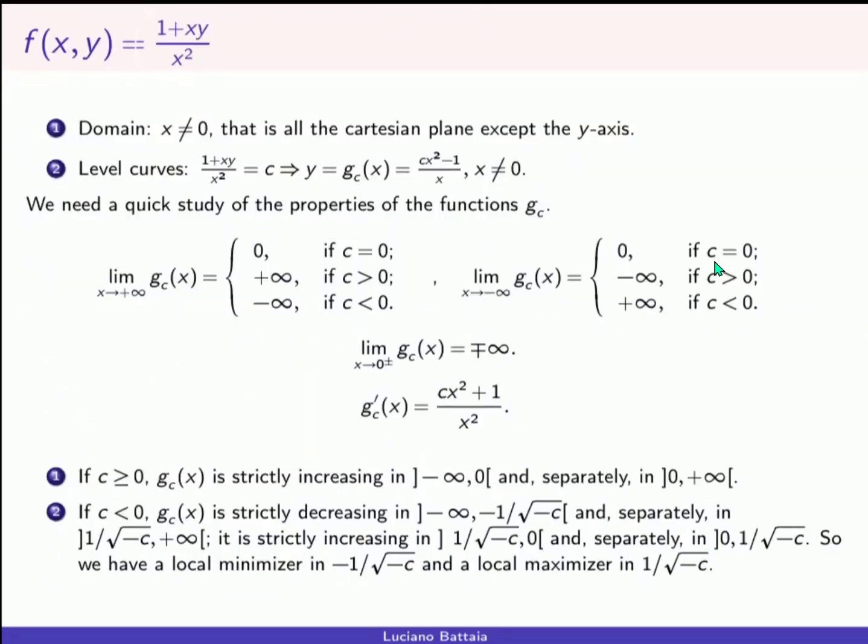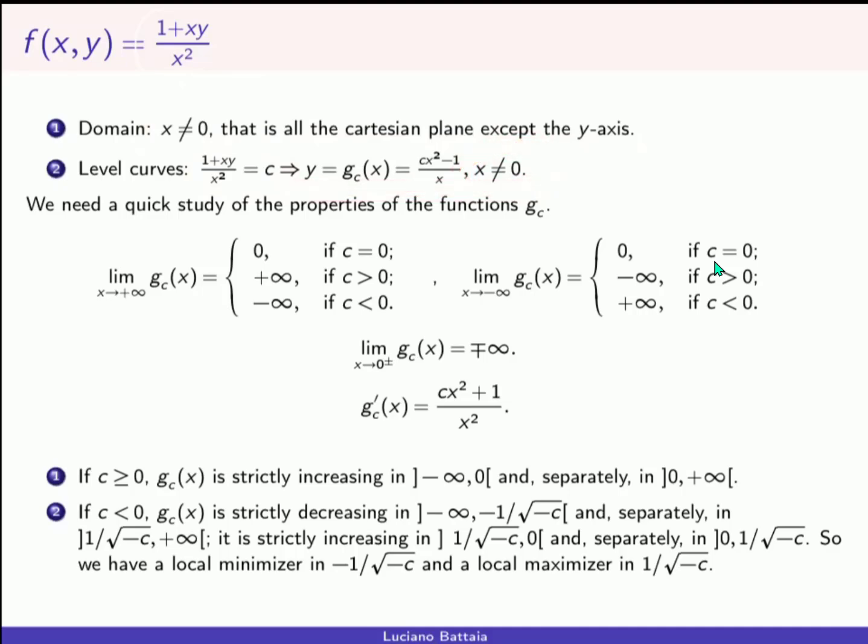Consider the function f(x,y) equals (1 plus xy) over x squared. The domain of this function is x different from 0. This condition comes from the denominator, that is all the Cartesian plane except the y-axis. The level curves are defined by the equation (1 plus xy) over x squared equals c. This can be rewritten in this way: y equals c x squared minus 1 over x, with x different from 0.